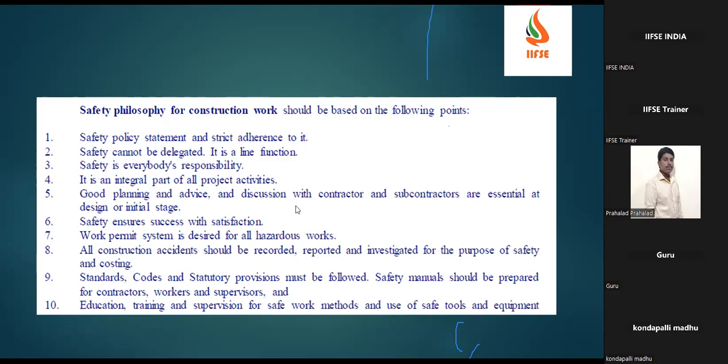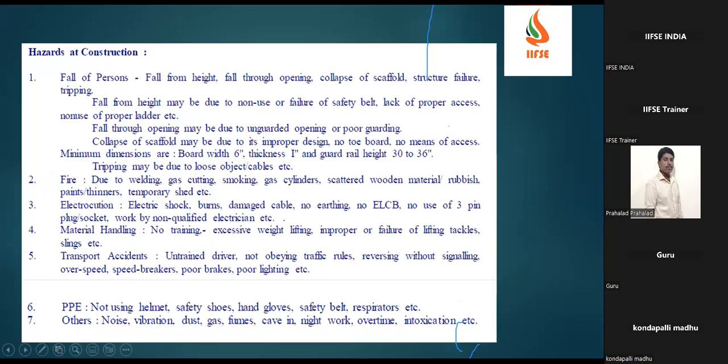And we have discussed workmen relating to the construction industry. Then we have discussed various types of hazards at a construction site. The first is fall of persons. We have discussed fire, electrocution, material handling, and transport accidents. We have also discussed the requirements of PPE and different types of PPE, respiratory and non-respiratory.